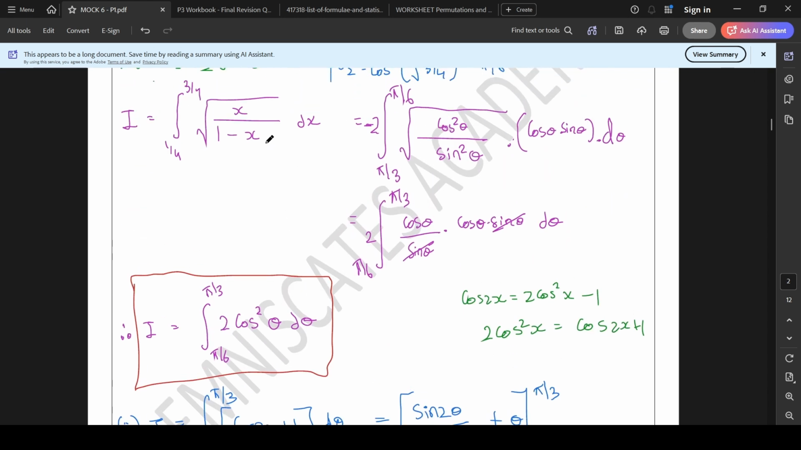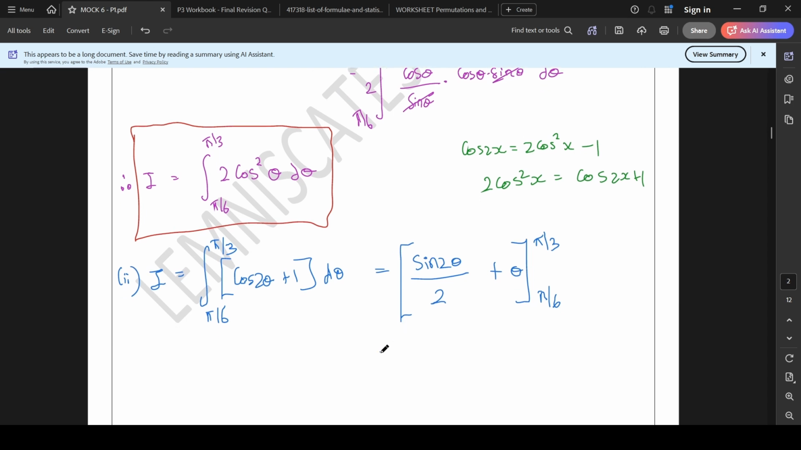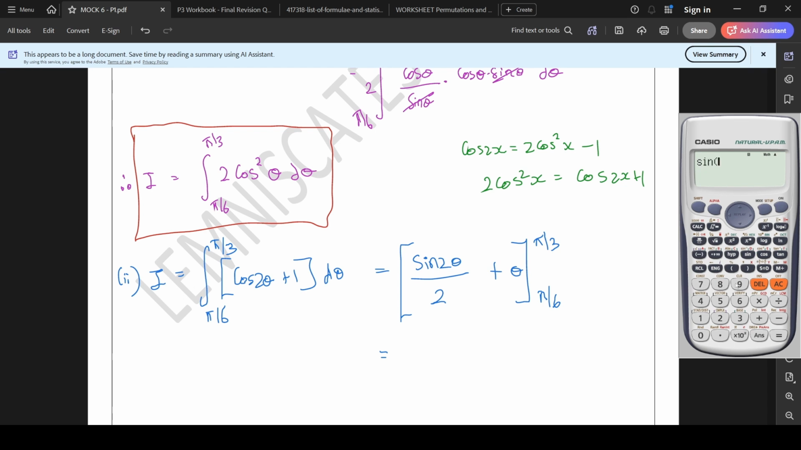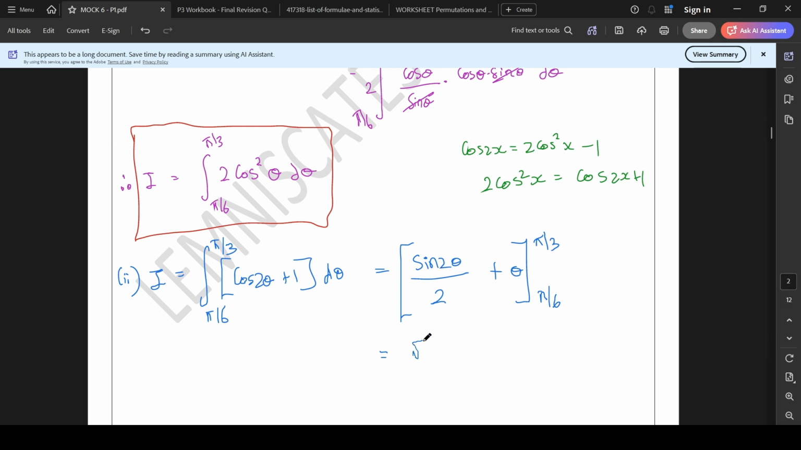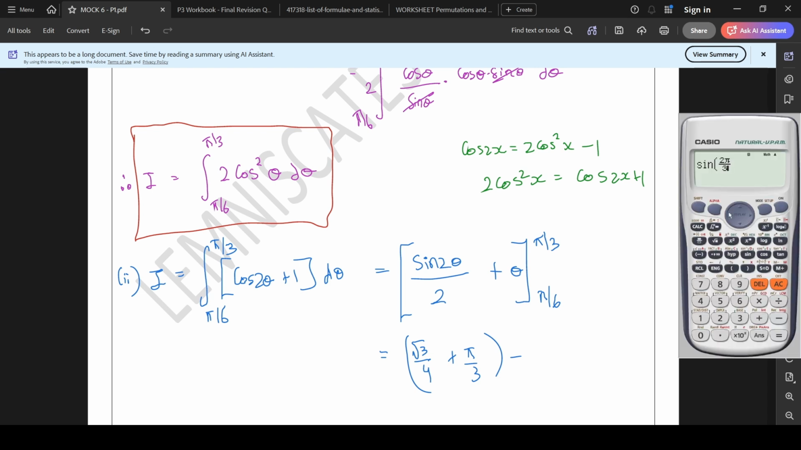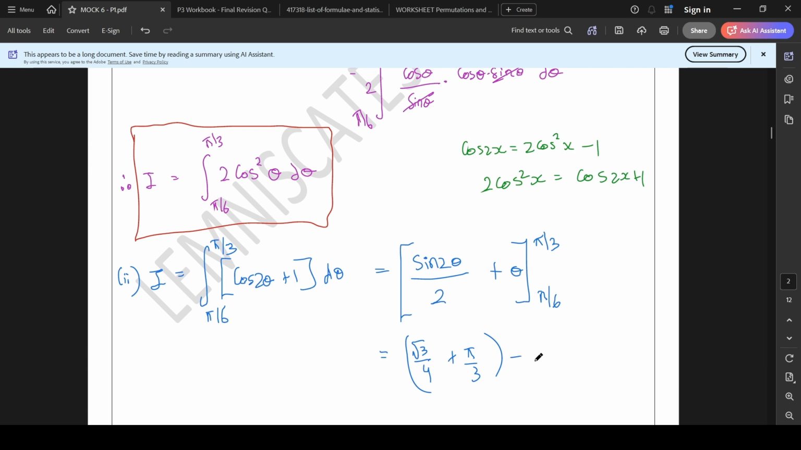And because I wanted to find the exact value, let's see how we get this. So what is sine of 2 pi by 3? Let's check. Always make sure your calc is in the radians mode. It is square root of 3 over 2. So this will become square root of 3 over 4 plus pi by 3, and then minus, it will become sine of pi by 3 because 2 pi by 6 is the same as writing pi by 3. So if I do sine of pi by 3, it is square root of 3 by 2.